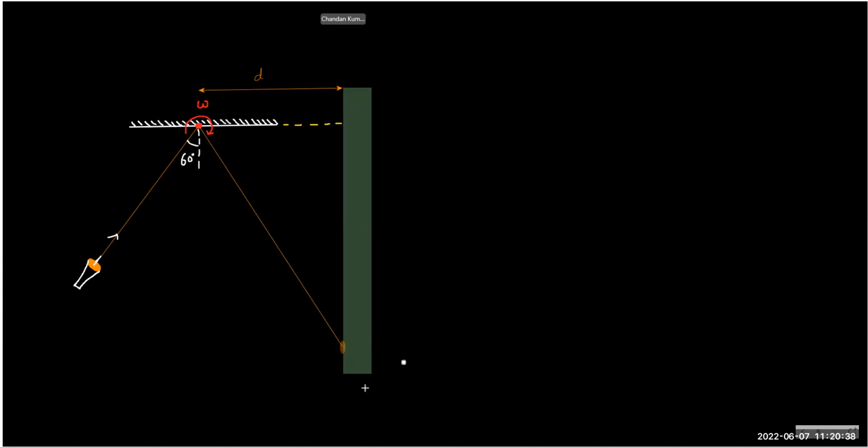But because the mirror is in rotation, the spot will not stay still. It must have some velocity. So what we are supposed to find is what will be the velocity of the spot at this instant when angle is theta. So find the velocity of the spot at a given instant.